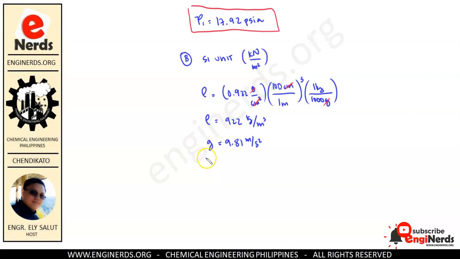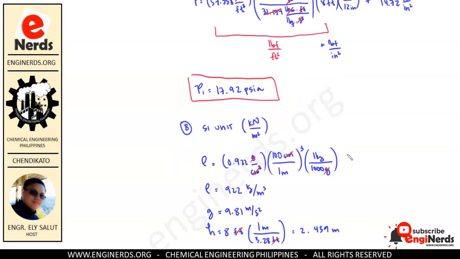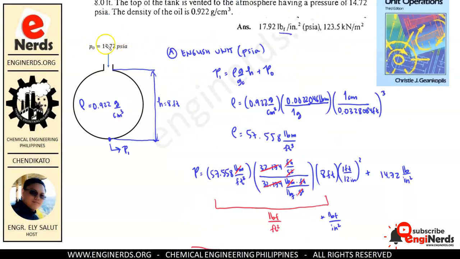Now, ang ating height is equal to 8 feet. So, kukonvert natin siya into meters. Okay, in 1 meter, we have 3.28 feet. So, our unit feet will be cancelled out. So, our answer will be expressed in meters. No? So, our height is equal to 8 divided by 3.28, which is equal to 2.439 meters. Okay.